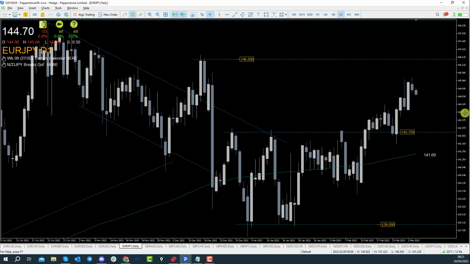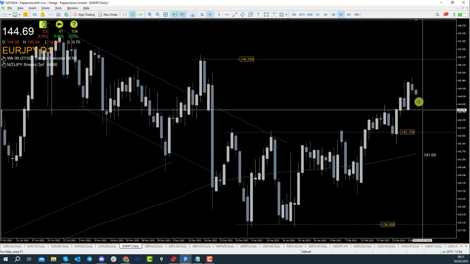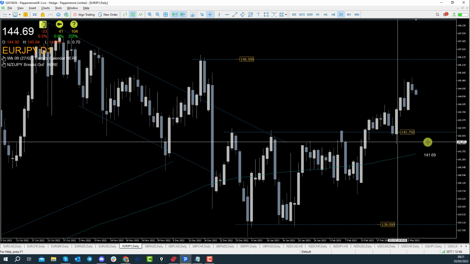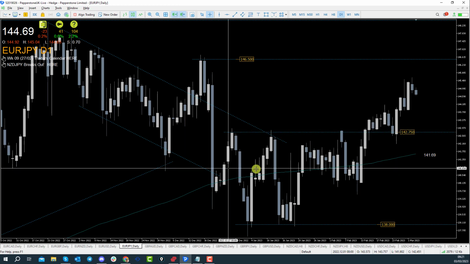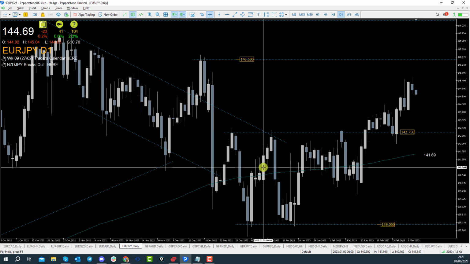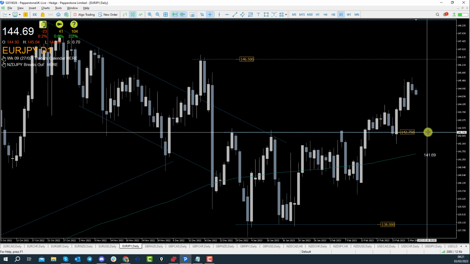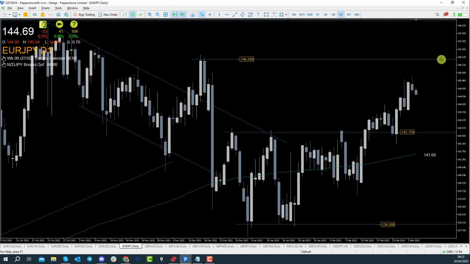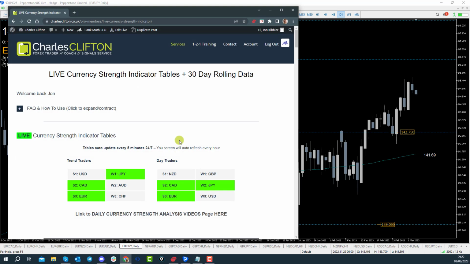Which is not a bad thing, because if price continues to push lower, let's say it comes down to the 143.80 here, or even back to the 142.75, and Euro Yen appears on the tables again, then we've got a really good reward to risk trade up to the 146.50 handle, okay? Hopefully that makes sense around Euro.